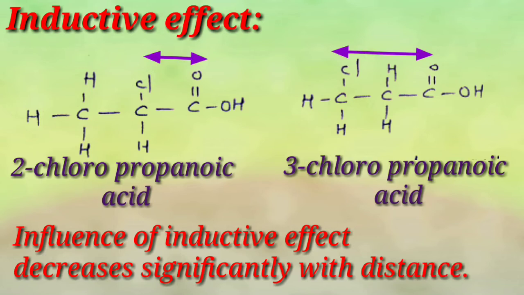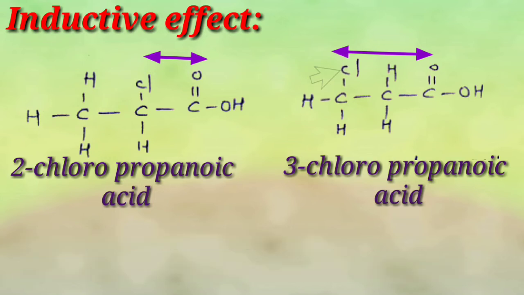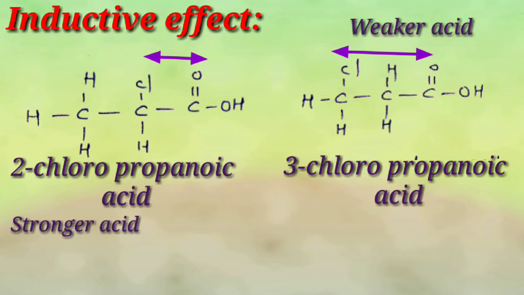Thus, a chlorine that's 2 carbons away from a carboxylic acid group has a weaker effect compared to a chlorine just 1 carbon away. Here, in 2-chloropropanoic acid, chlorine is just 1 carbon away from carboxylic group, which makes it a stronger acid as compared to that of 3-chloropropanoic acid, in which chlorine is 2 carbons away from carboxylic group, which makes it a weaker acid.